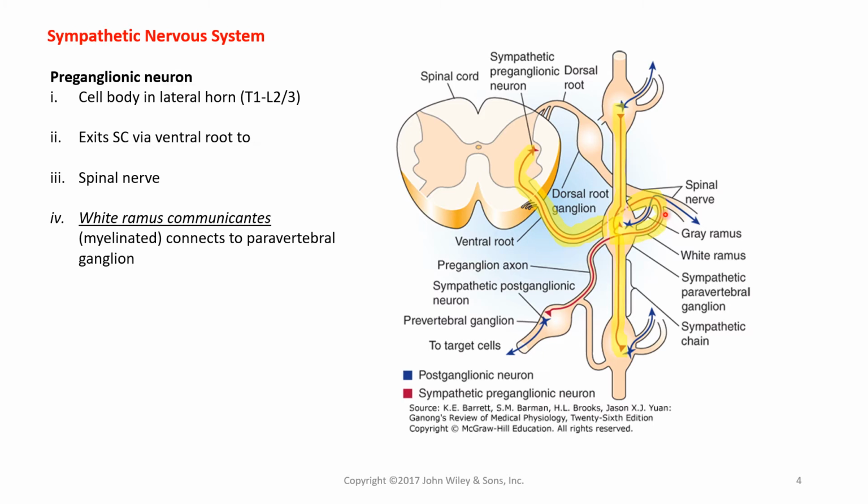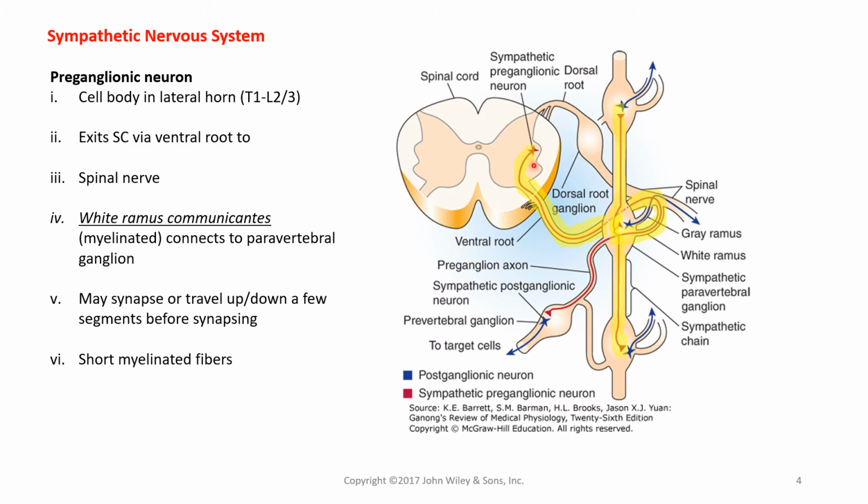And it's going to come in here, and it's going to do a couple of things. It has its choice. One is it can synapse directly on a postganglionic neuron in this same ganglion, in which case it would go out. Or it can go up or down a few levels and synapse there, and then that postganglionic neuron will go out. So it can travel up and down that chain ganglion. That's what the preganglionic neuron is doing.